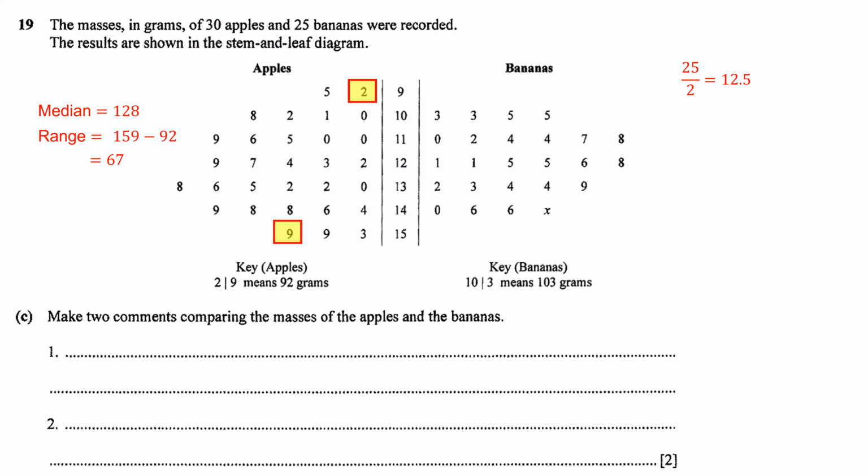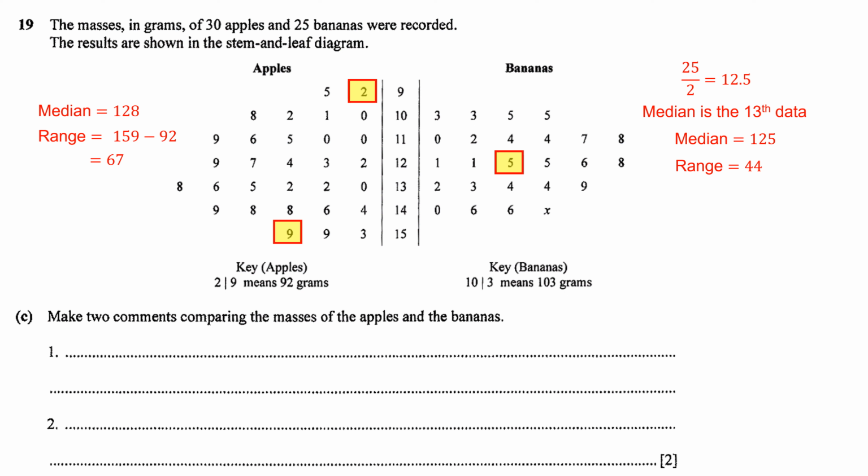Now for bananas, there are 25 bananas in total, so 25 divided by 2 is 12.5, which means that the median is the 13th data. So now let's count and locate where is the 13th data. 1, 2, 3, 4, 5, 6, 7, 8, 9, 10, 11, 12, 13. So this is the median. Median equals 125. So the range we have found in the previous question, which is 44.